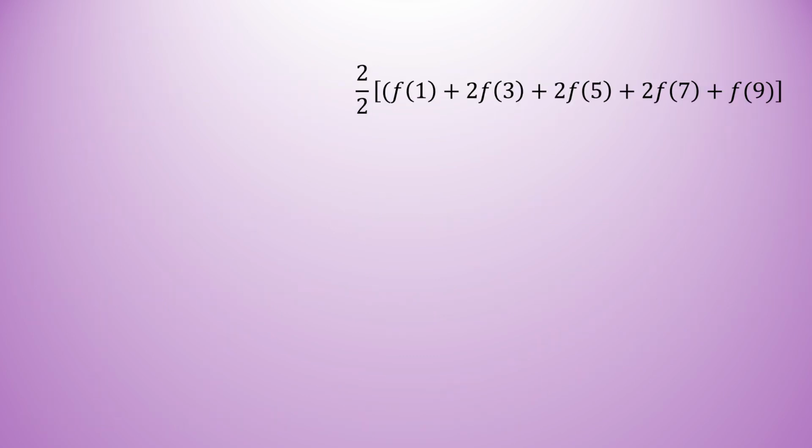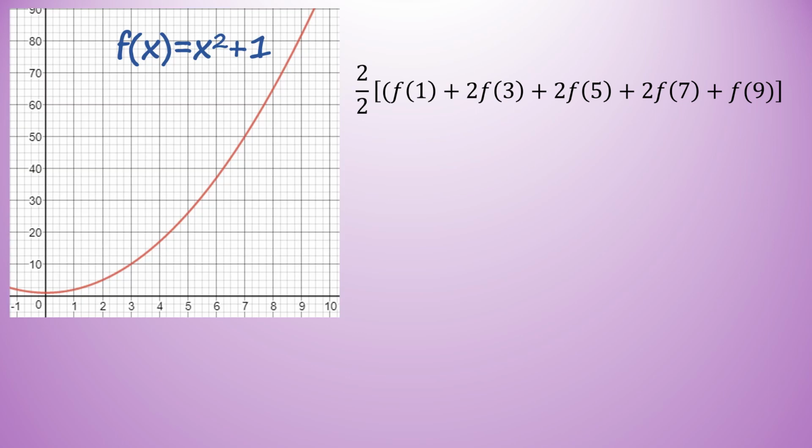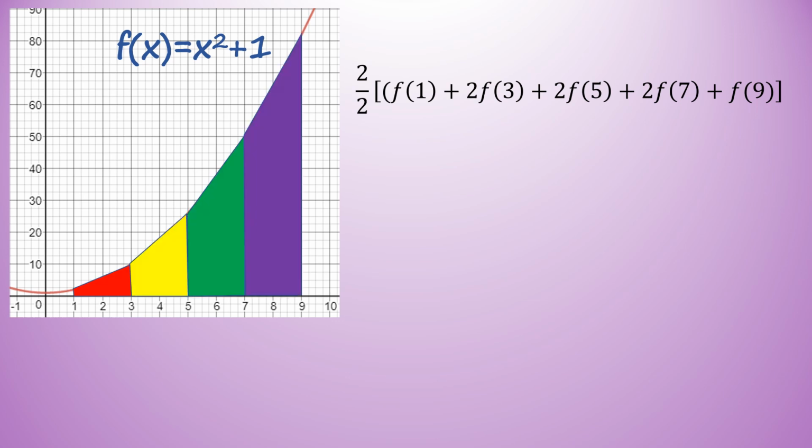With this expression simplified, let's go ahead and find an approximation for our area between the curve f of x equals x squared plus 1 and the x-axis from x equals 1 to x equals 9. And again, we're doing this by finding the area of 4 trapezoids drawn right under the curve.